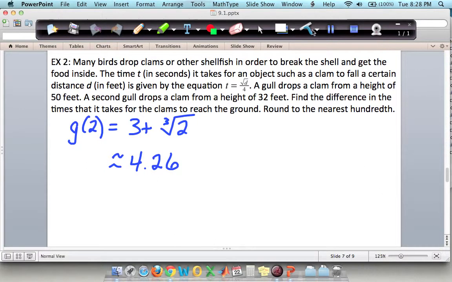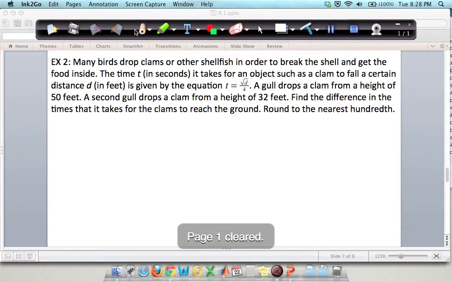Okay, let's look at this radical equation. It says many birds drop clams or other shellfish in order to break the shell. The time t in seconds it takes for an object to fall is given by this equation.